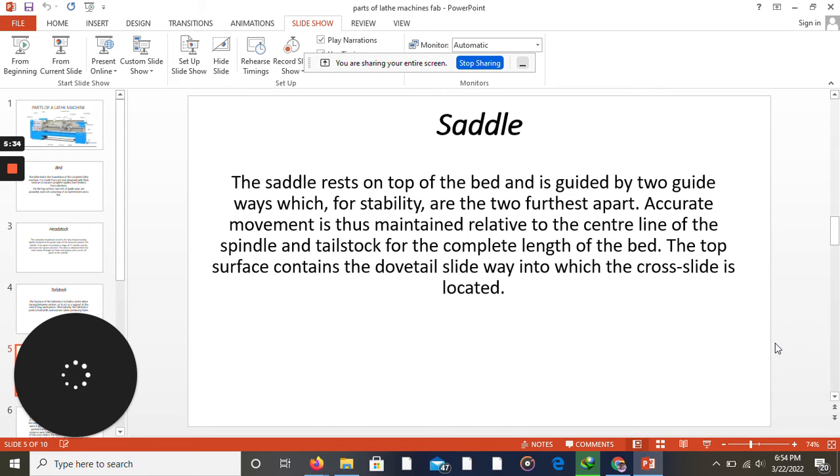Okay, so we'll not waste time there. Now, the saddle rests on top of the bed and is guided by two guideways for stability and at the two furthest apart. Accurate movement is thus maintained relative to the center line of the spindle and tailstock for the complete length of the bed. It is the saddle which normally moves as it carries the tool post and the tool, of course, which you want to machine within the lathe.